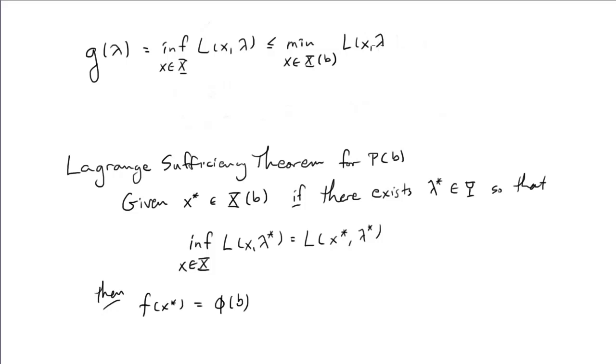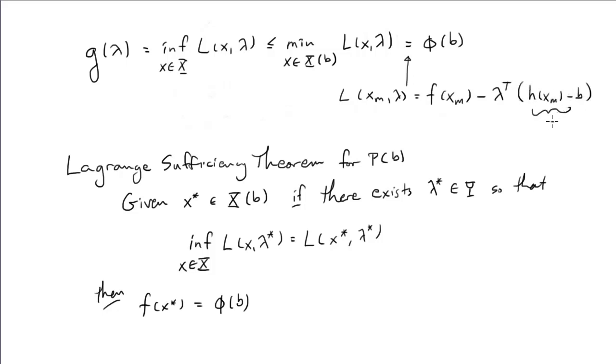Looking at the string of inequalities, let's put in exactly what this one is again. If I'm at a minimum value for f, it's a feasible point. I plug it into the Lagrangian. Optimal f value, h minus b is 0. So it's just the optimal f value, phi of b, which is less than or equal to any other f value, which is the Lagrangian value for all feasible solutions.